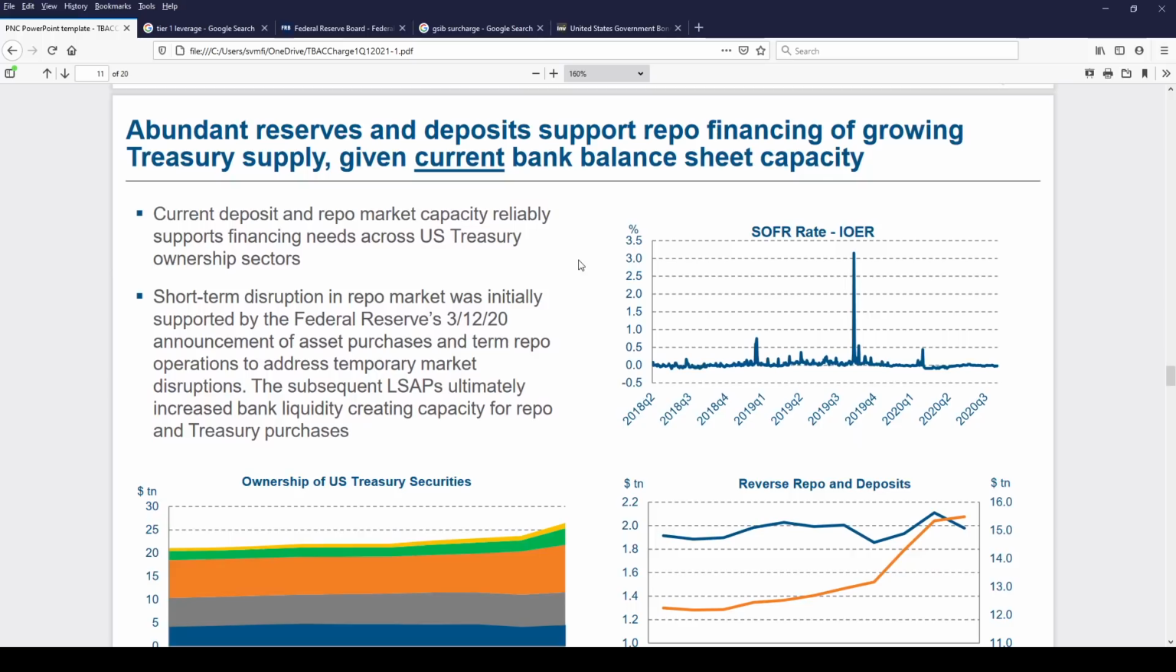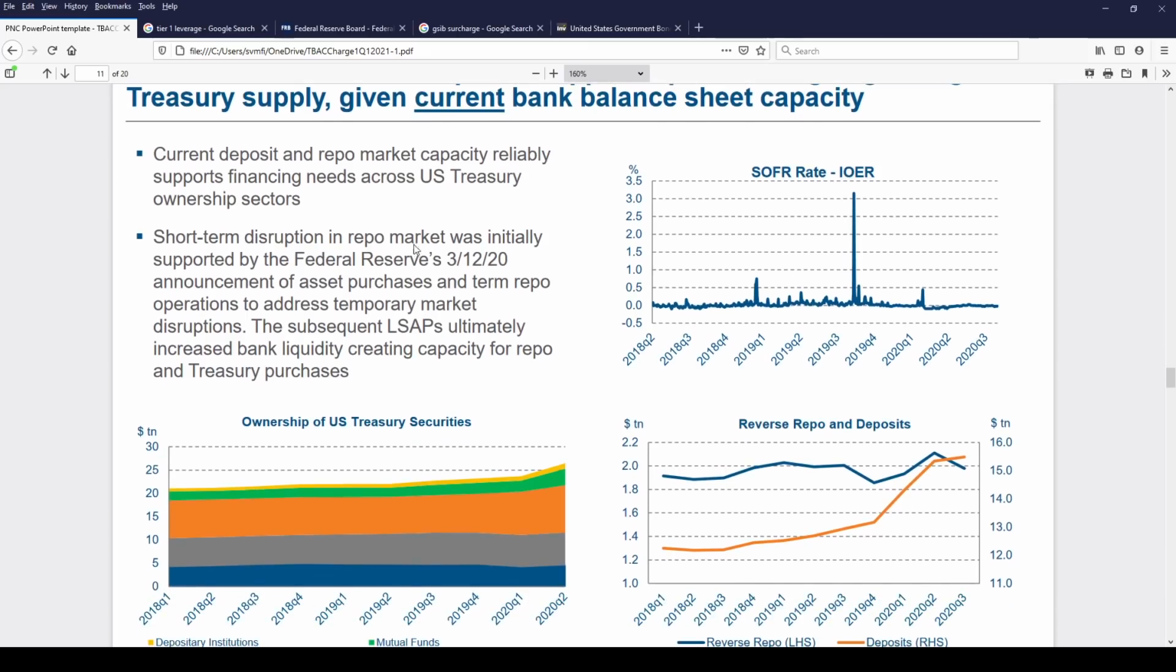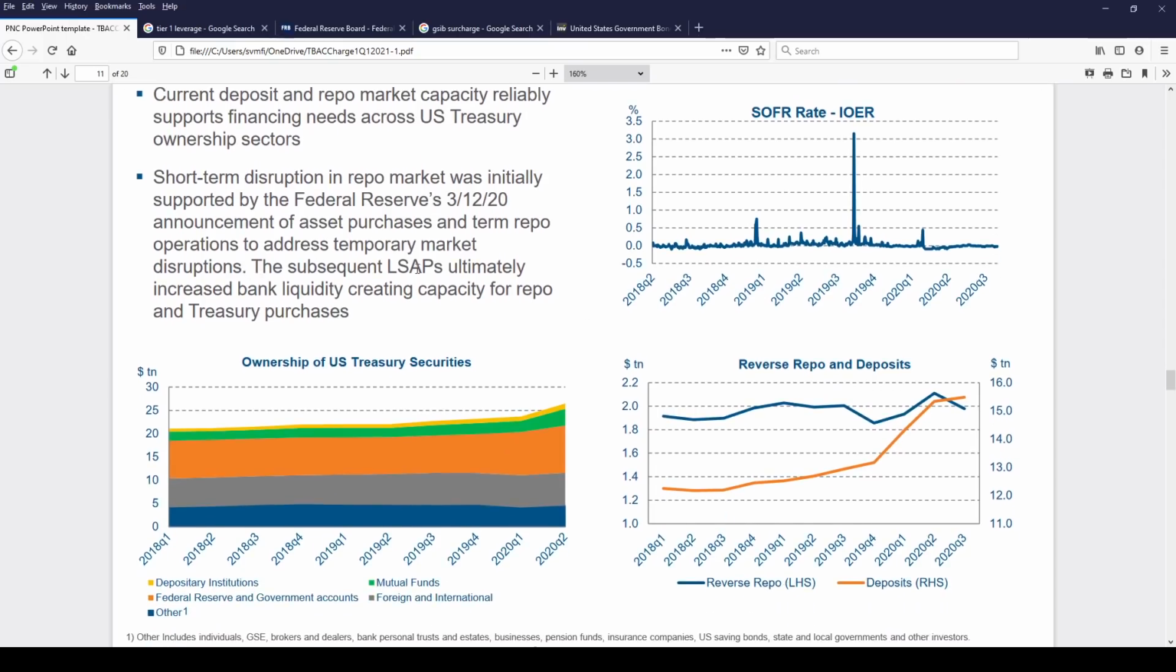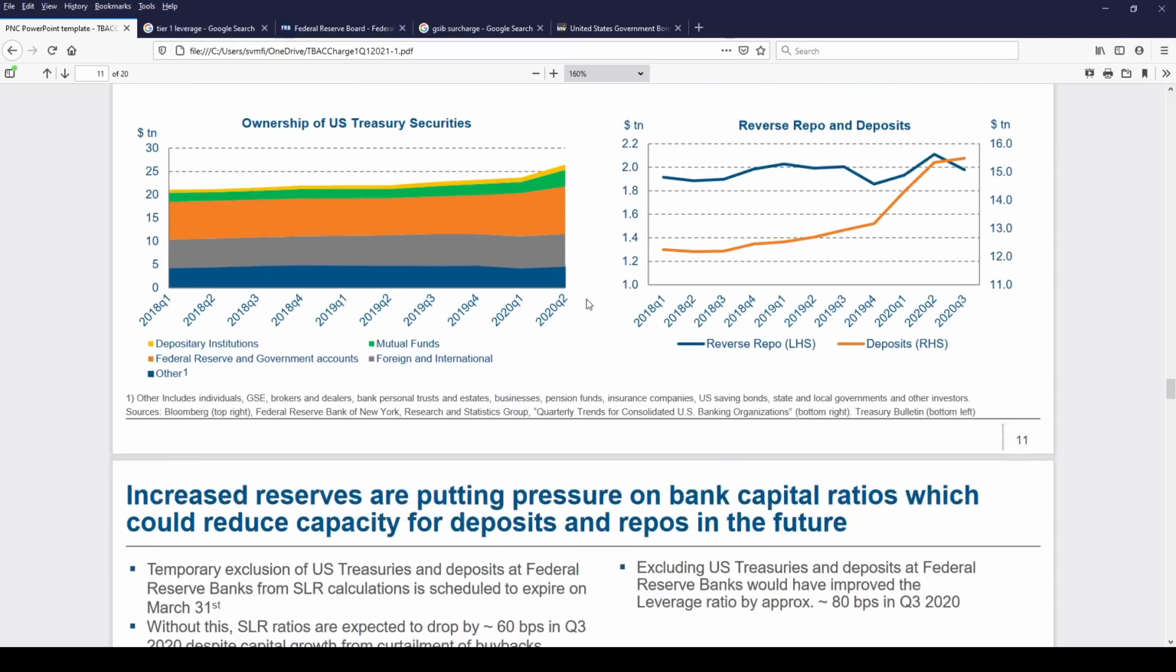Abundant reserves and deposits support repo financing of growing treasury supply given current bank balance sheet capacity. The current deposit and repo market capacity reliably supports financing needs across the U.S. Treasury ownership security sectors. Short-term disruption in the repo market, this doesn't really matter too much. The subsequent LSAPs ultimately increase bank liquidity, creating capacity for repo and treasury purchases.